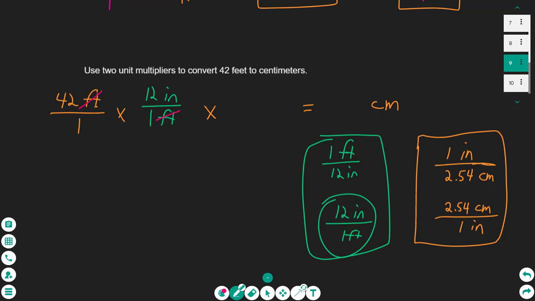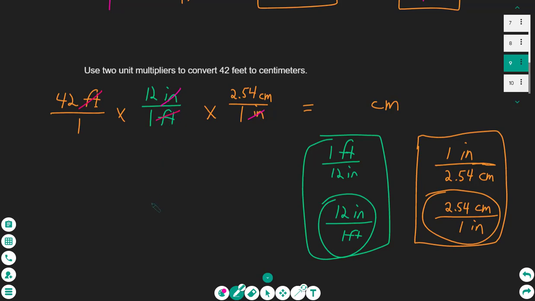So now is where we go to our next unit multiplier. We want to multiply this by another unit multiplier. We want inches in the bottom so that the inches cancel out. So here we're going to use the second one again, 2.54 centimeters over 1 inch. And now the inches are going to cross out, and all of our units have crossed out except for the centimeters, which is what we want.